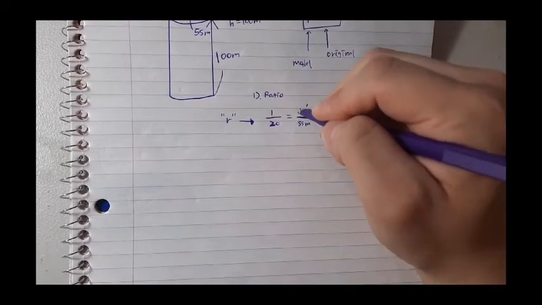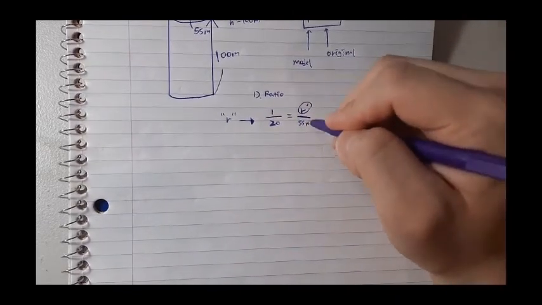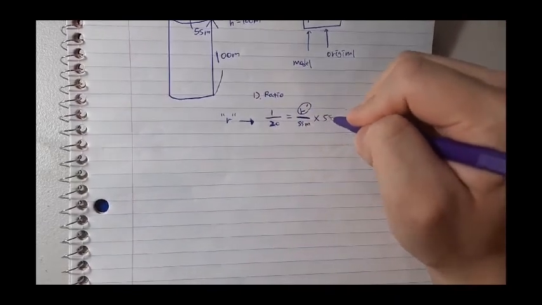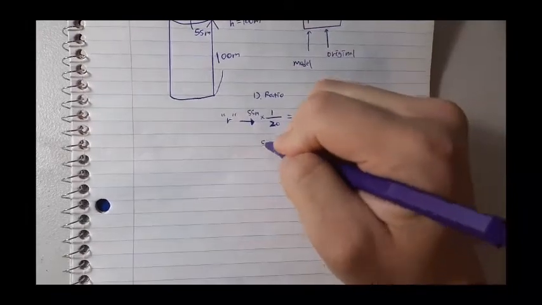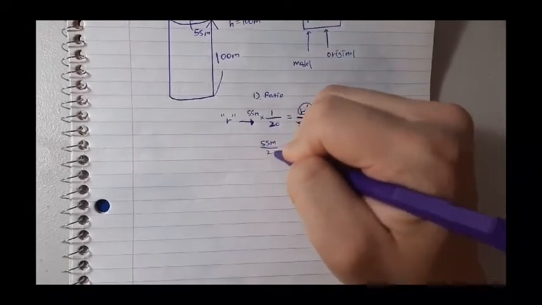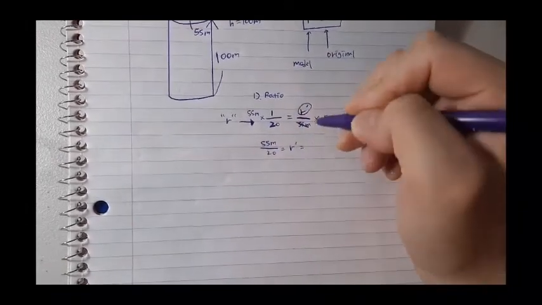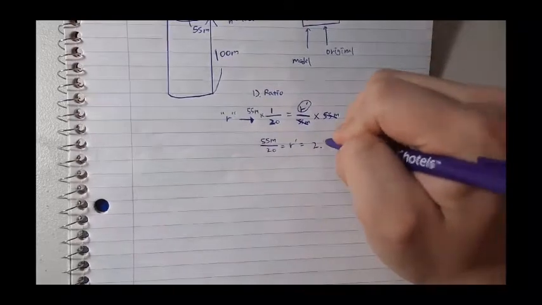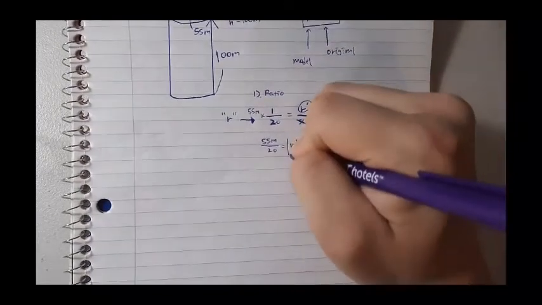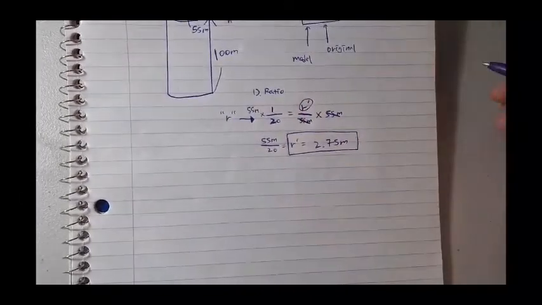As you may notice, my unknown is on the top. So opposite operation, multiply by the denominator for both. Bottom will be gone. And now it's 55 meter divided by 20 is equal to my new radius. That gives me 2.75 meter for my new radius, basically.